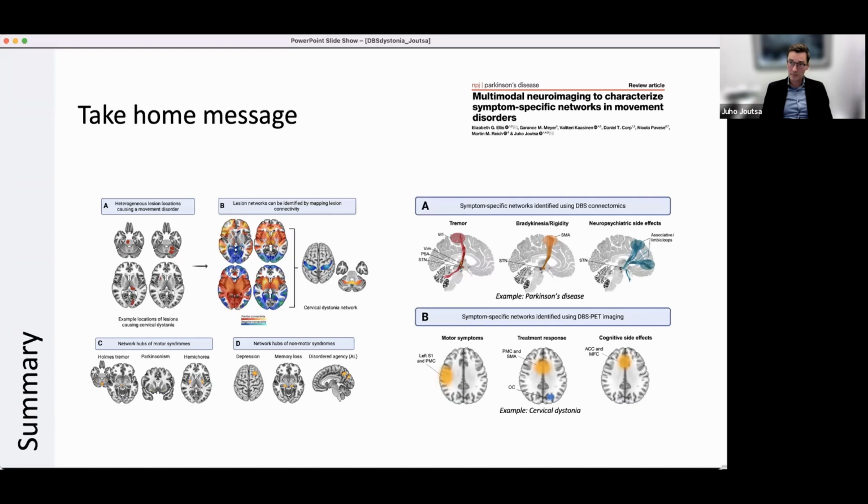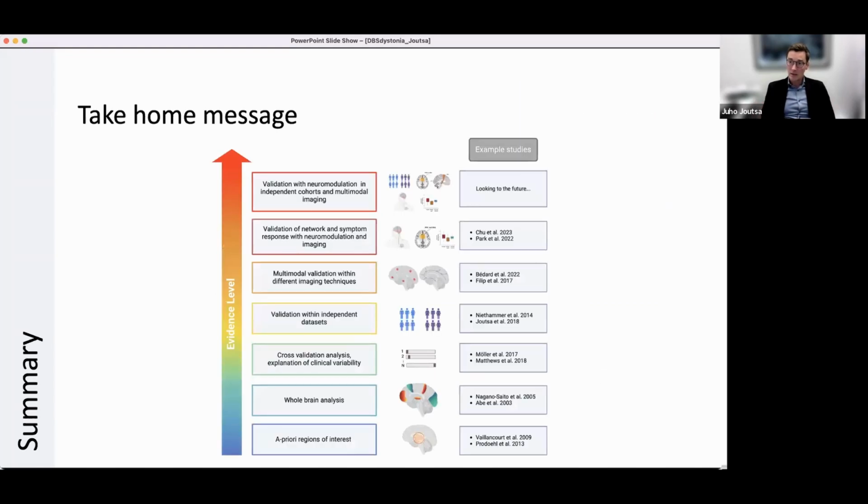All of this is now at the stage of idea, and I would really hope that I could tell you how to leverage networks and how to place your DBS leads in terms of these networks, but we are not there yet. What is needed is, of course, step-by-step data, including multiple different approaches and modalities, to really nail down where these networks are and how to modulate those for the benefit of the patients.